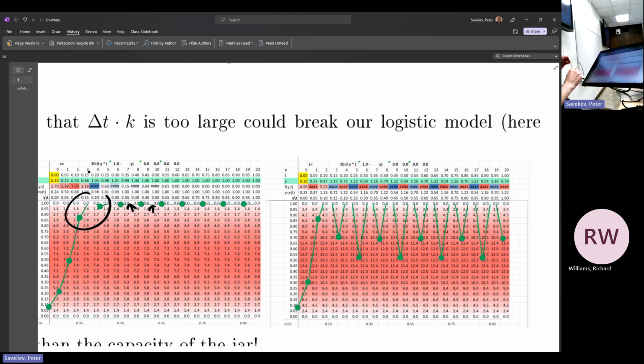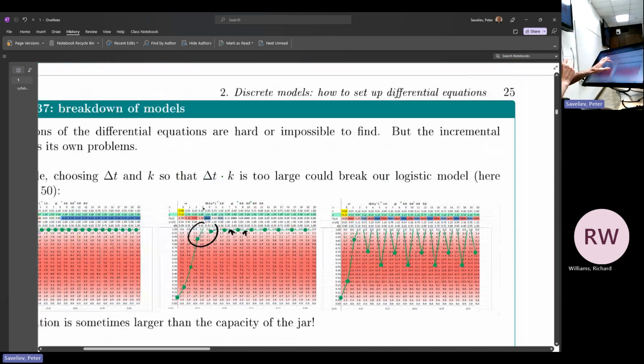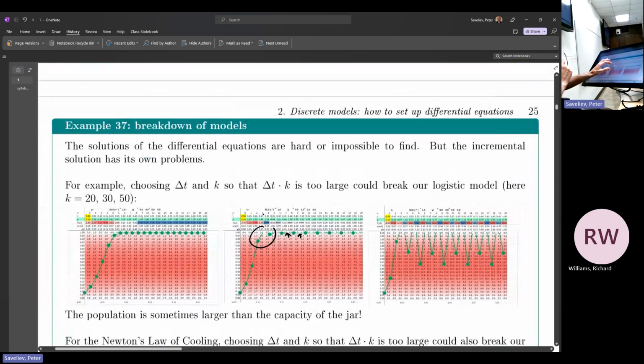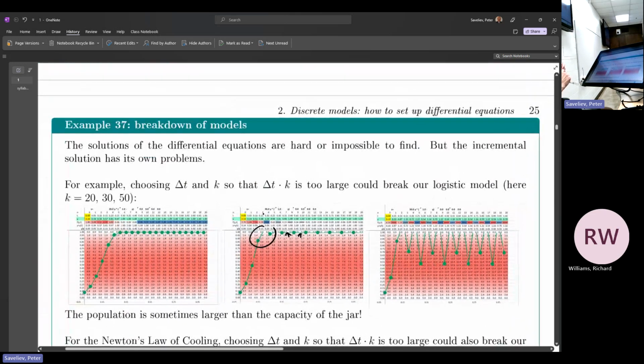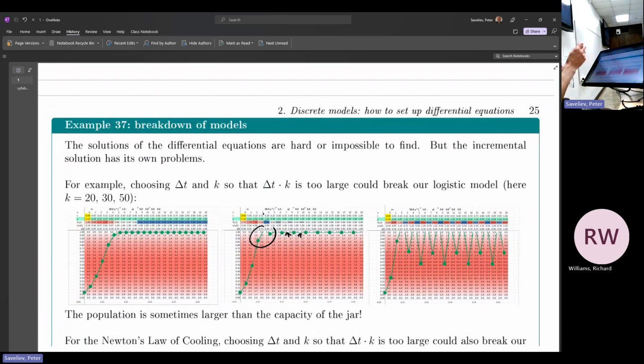Okay, so the only thing is that the two parameters that really affect this kind of behavior are K and delta T. The rate of growth is K, and delta T is the interval of time. So if your delta T is too large and K is too large, then that's what you can end up with. And that is really bad if you think about it.